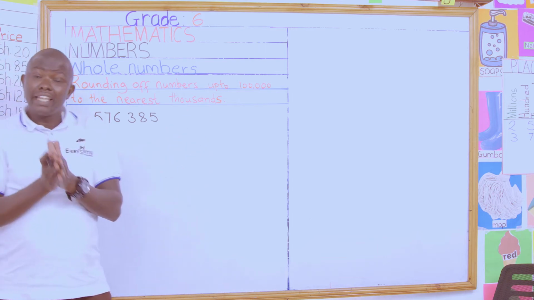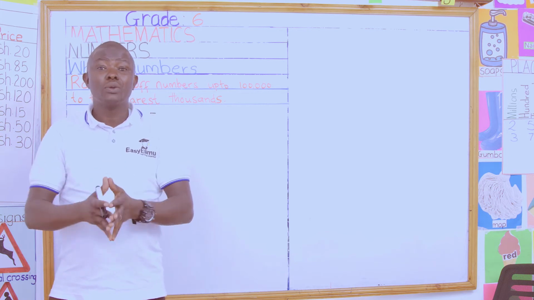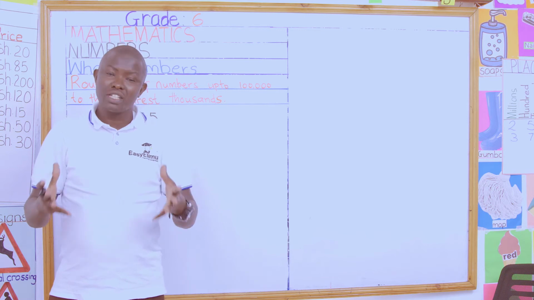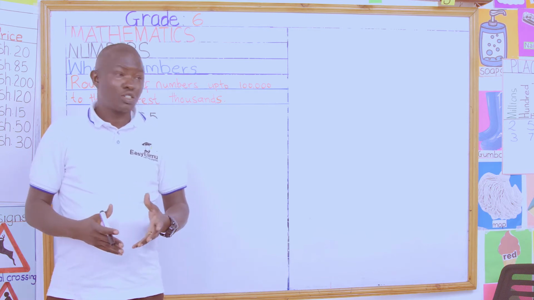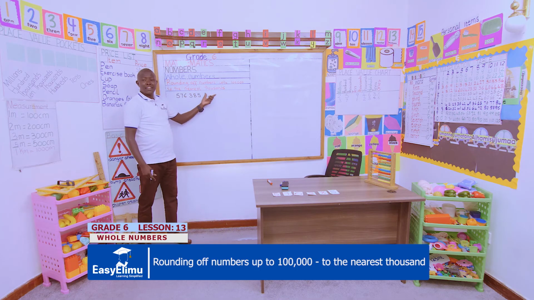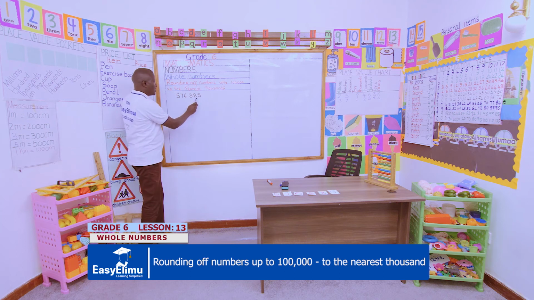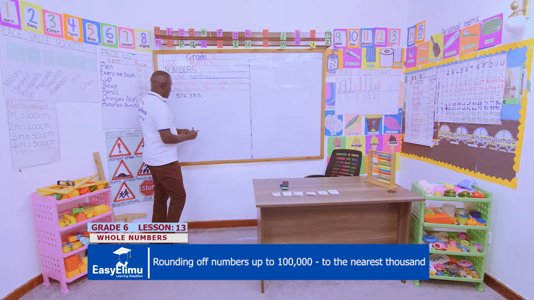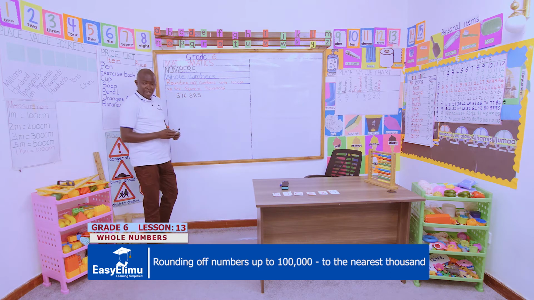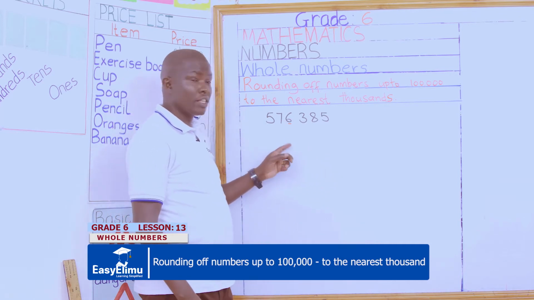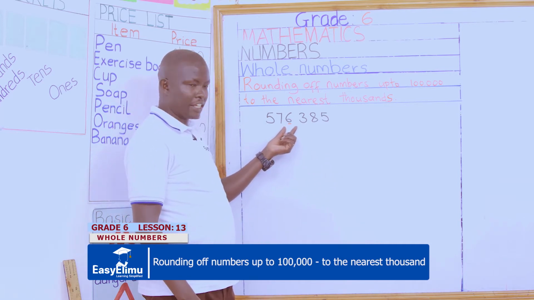Learners, the key thing is our beginning point when we learned place value. We said place value is the position of digits in a number. Because we are rounding to thousands, first identify the digit in the thousands place value. So we have ones, tens, hundreds, and thousands. So 6 is the digit in the thousands place value.